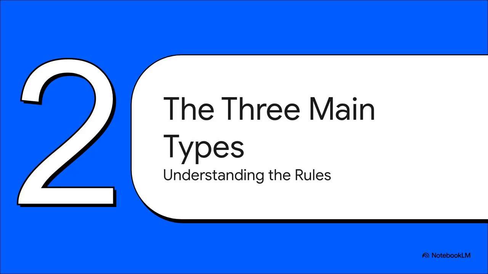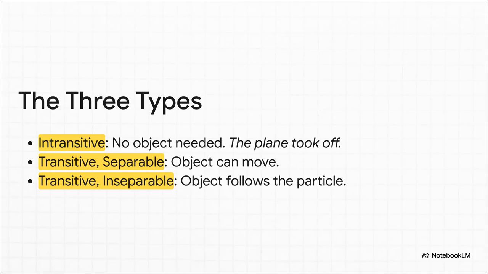Okay, ready to break this down? It's actually pretty organized. Phrasal verbs fall into three main types. Let's get into them. Now, don't get hung up on the grammar terms here. The idea is super simple. Some phrasal verbs, like the plane took off, are complete on their own. They don't need an object to make sense. The others do need an object. And really the only question is where that object goes. Understanding this is the whole key to using them correctly.